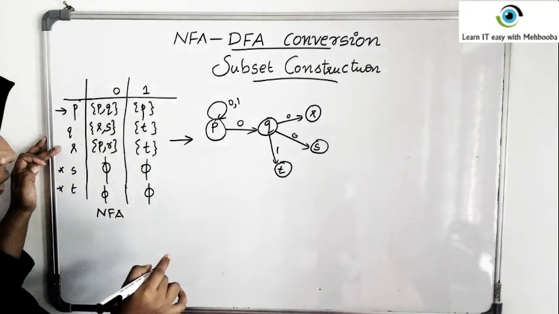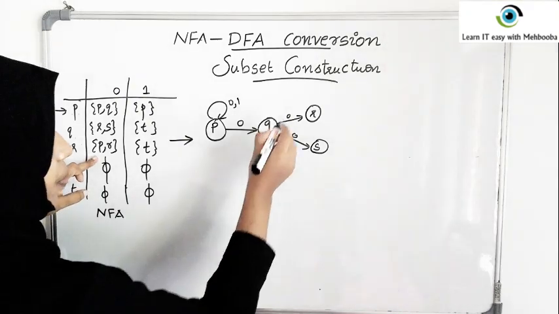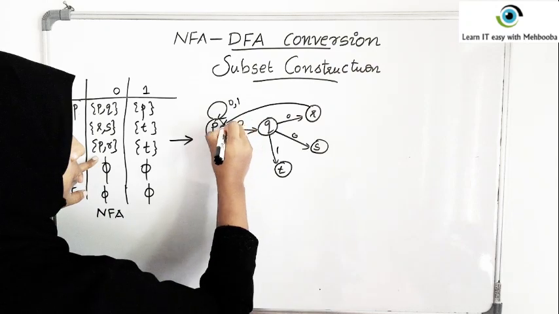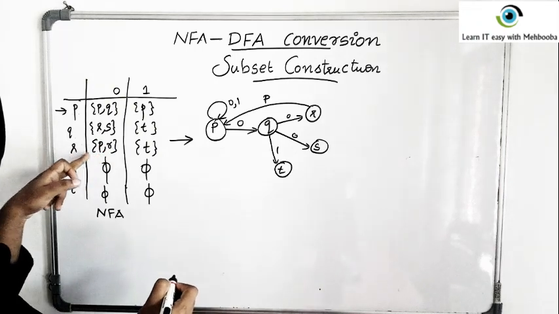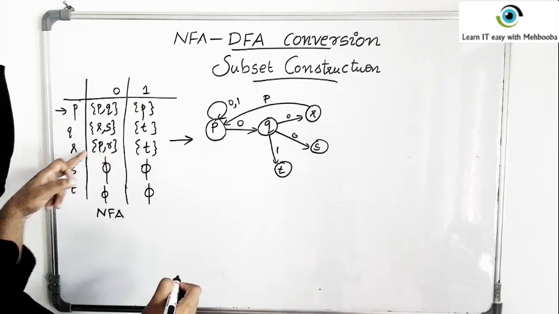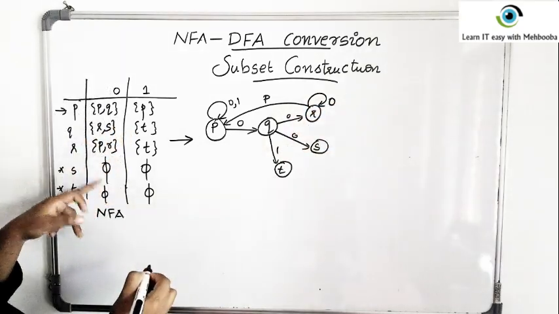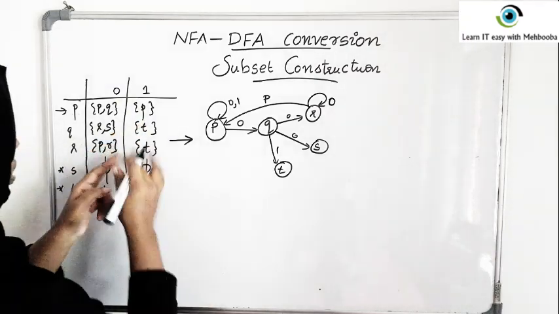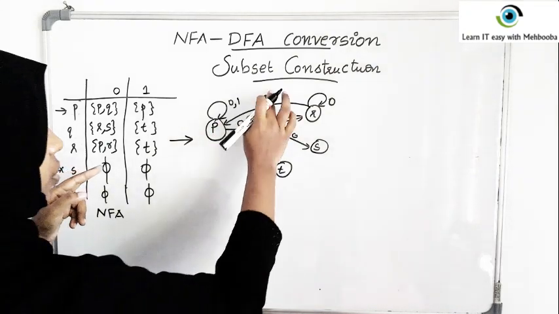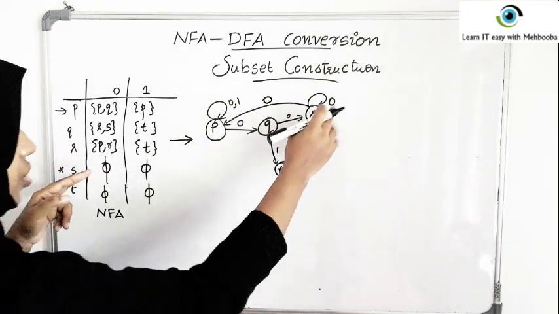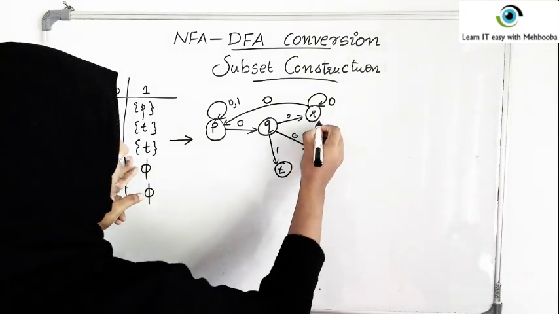Now from R on 0 you have a transition to P, and also you are staying at R itself. Now from R on 1 you are moving to T.